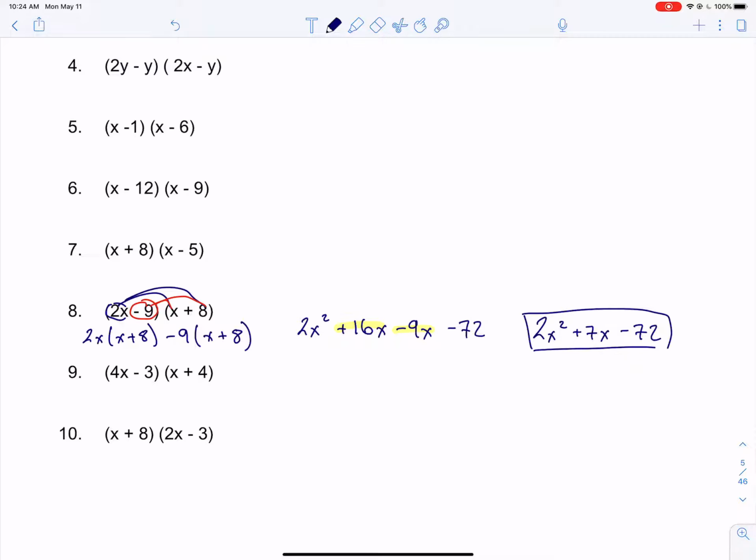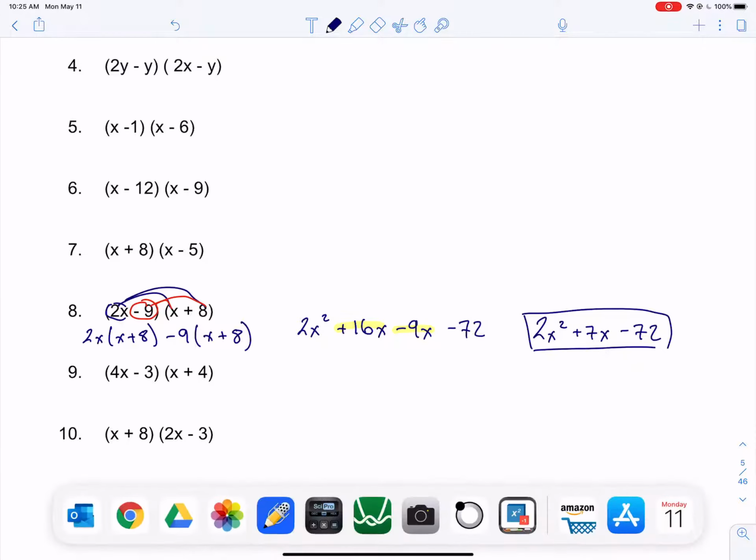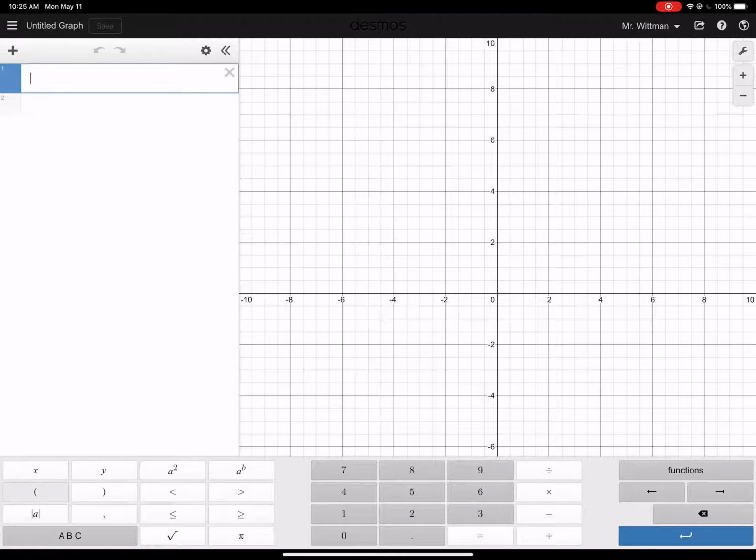It's going to be a parabola. And then take your answer and type that in as well. And you should see that they overlap exactly. Okay, so we have tools to do this. So I don't know, I guess I can just show you an example really quick. So we're going to use Desmos. So we have 2x minus 9 in parentheses, okay, 2x minus 9, and then times x plus 8.